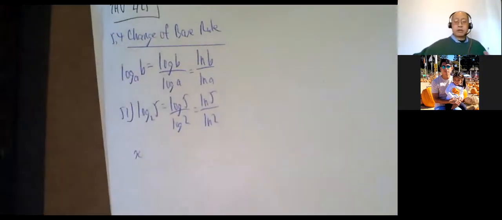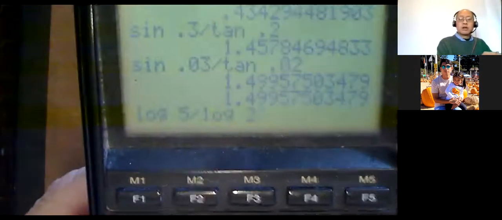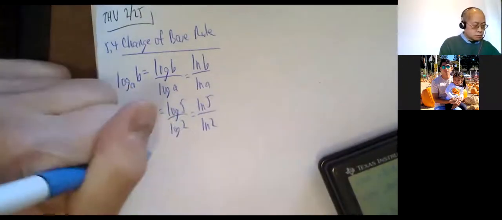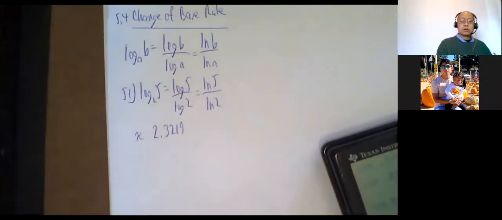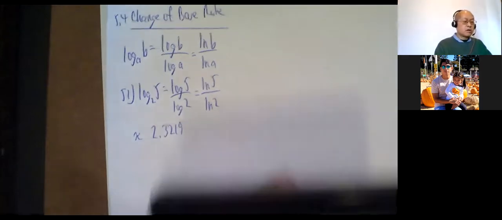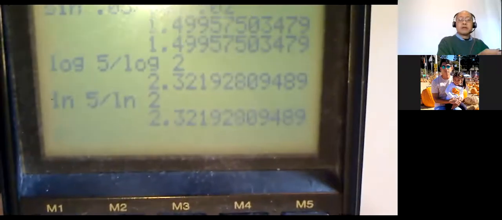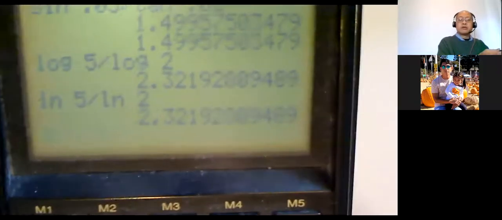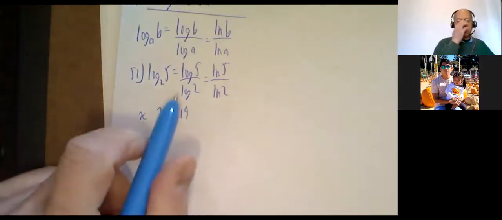Okay, so let me go ahead and punch it in the calculator. Again, so log 5 divided by log 2. Some of your calculators automatically give you the left paren, then you have to close it with the right paren. 2.3219. And just to show you, ln 5 divided by ln 2, identical. Every digit's the same, 2.321928099489, exactly the same. So it doesn't matter if you use log or ln, you get the same answer.